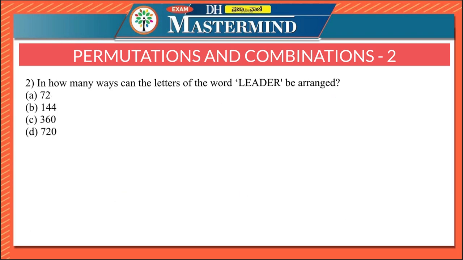Now, the second question says, in how many ways can the letters of the word leader be arranged? First, let us see how many letters the word leader contains. It contains 6 letters, hence n equals 6. It contains 1 L, 2 E, 1 A, 1 D and 1 R.